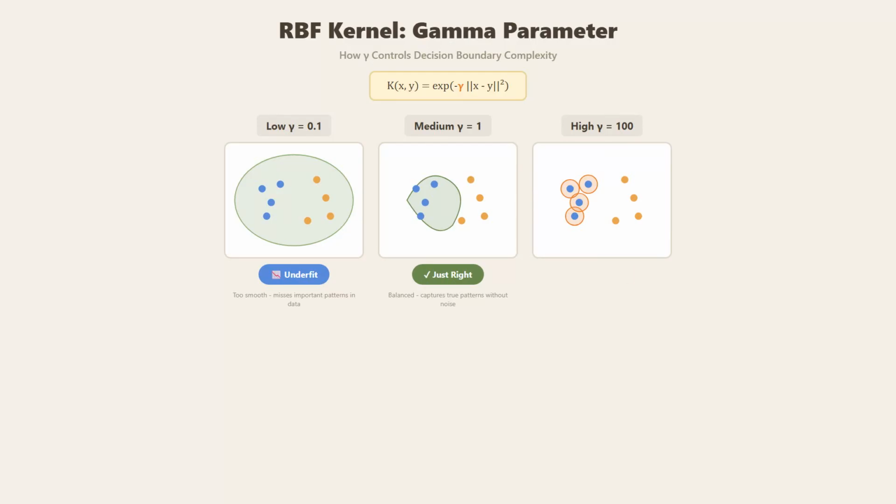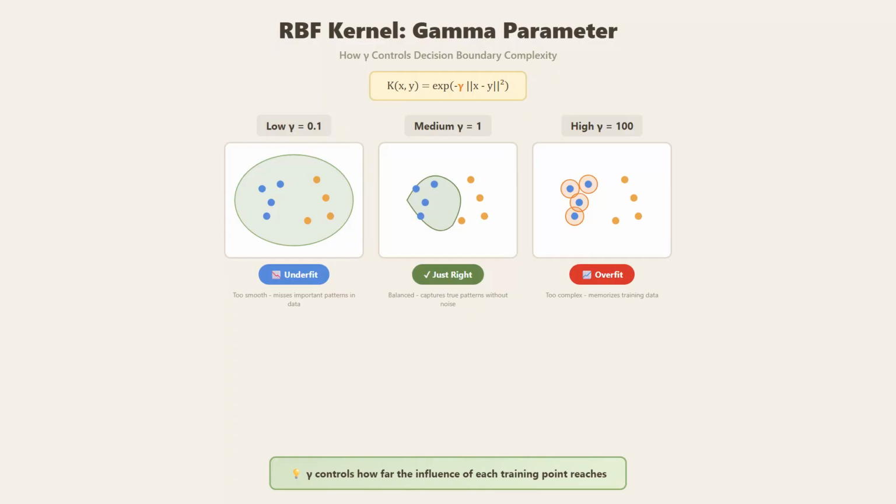When gamma is low, say 0.1, each data point has a large radius of influence. The decision boundary becomes very smooth and simple, almost like drawing a big circle around each class. The problem is that with such a smooth boundary, you might miss important patterns in your data. This is underfitting. The model is too simple.